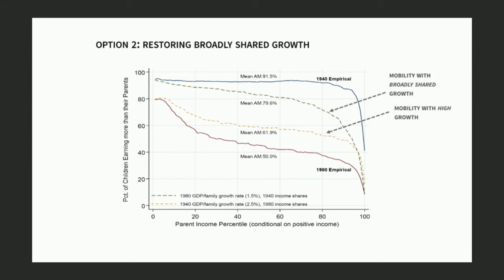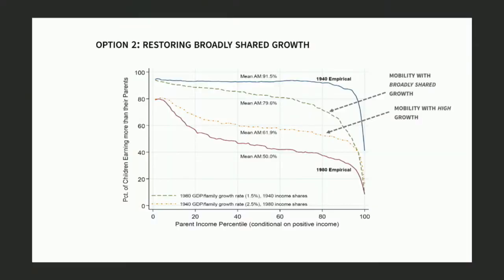Let's now do a different thought experiment. Let's say that we take the rather low economic growth that prevailed in 1980, keep that as it is, don't go back to the higher 1940 rate, but now distribute that growth more broadly. Distribute it across the income distribution more broadly, in the way that it was broadly distributed in 1940. So reducing inequality now. Not ramping up growth, but reducing inequality. If we do that, we find that absolute mobility almost gets back to the rate that prevailed in 1940.